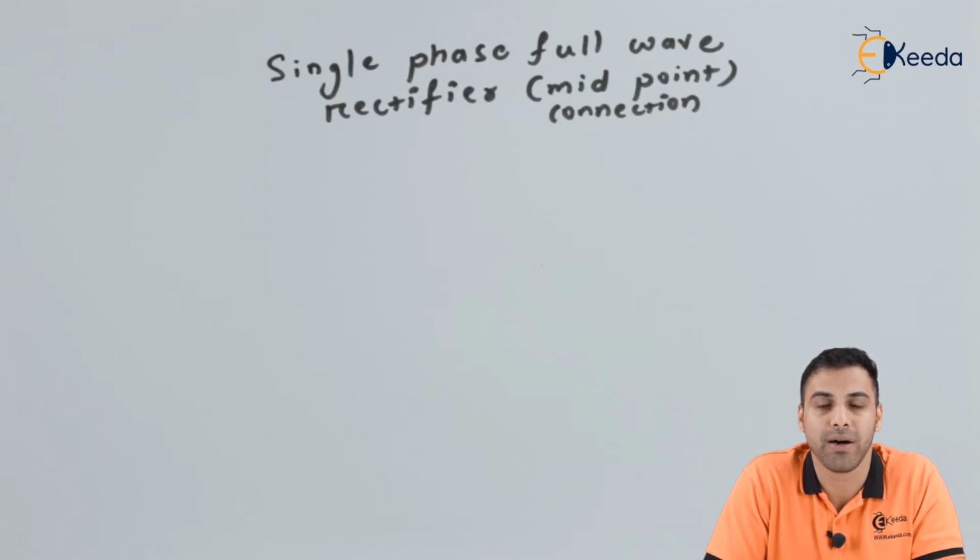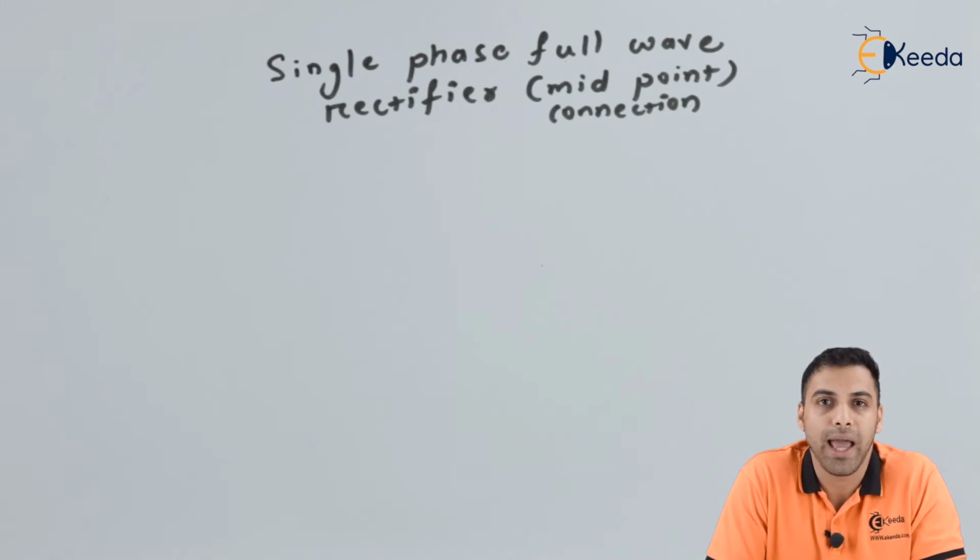So we will be taking a midpoint connection of a full wave rectifier, and we will be connecting a resistive and inductive load across it, and finally we will be looking at the output waveform of the voltage and the current of a full wave midpoint rectifier. So first of all, let's talk about the circuit diagram.